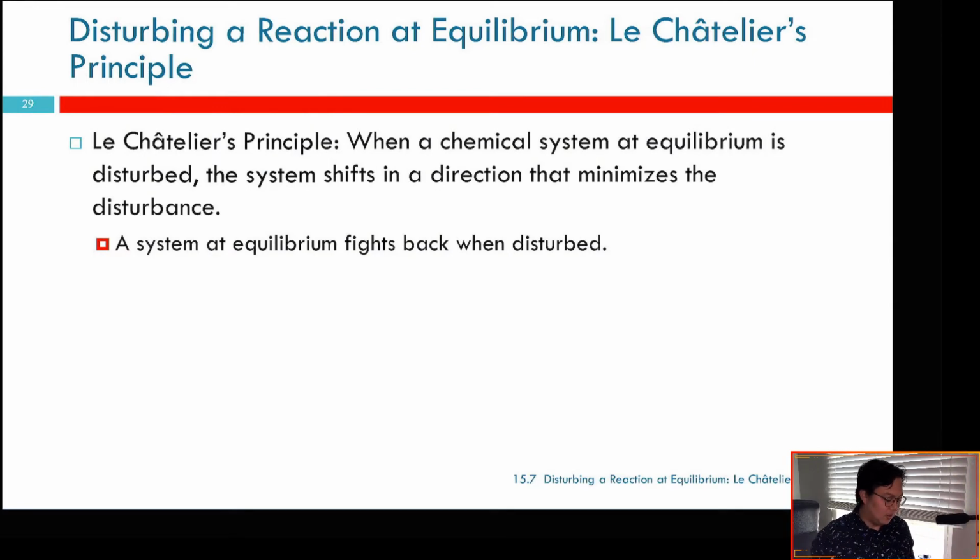Okay, so we've talked about when we do get to equilibrium, but what happens when we take this equilibrium and we disturb it in some way?